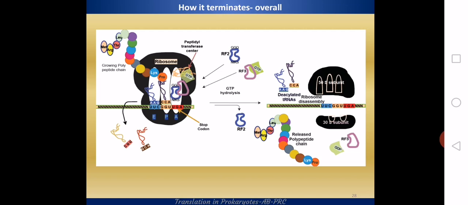Right. You can see that in RF2 there are certain sequences like GGQ at one end. That means there is a glycine-glycine-glutamine sequence at one terminus, and that will be interacting with the peptidyltransferase center. And at the other end it has an NIKS sequence, that means asparagine, isoleucine, lysine and serine. This sequence will be interacting with the stop codons. Okay. So ultimately there will be dissociation. So this is happening during the translation event.